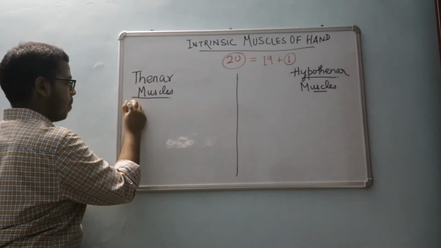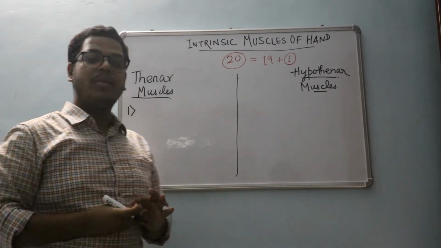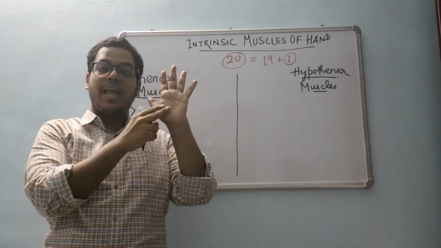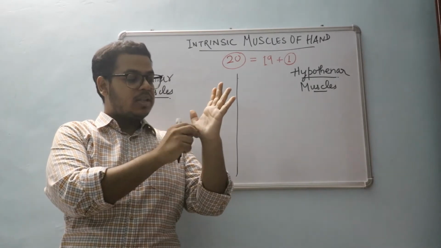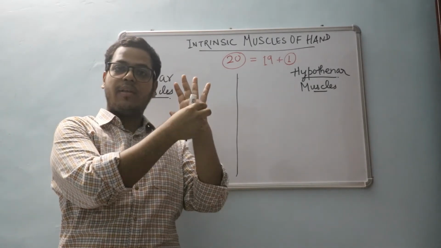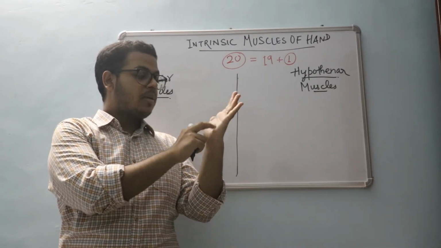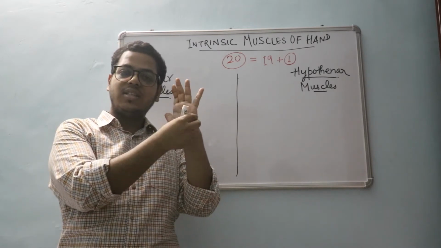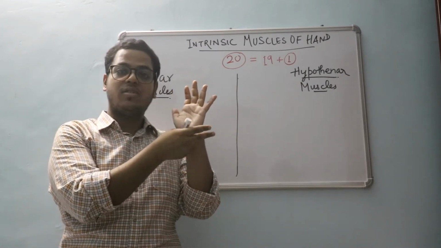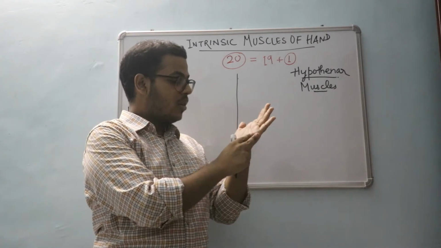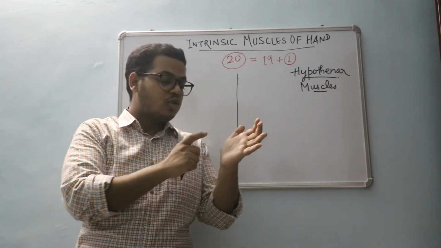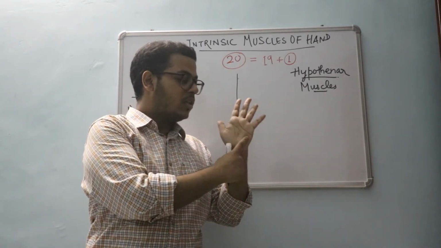The first. Okay, so thenar means they form the thenar eminence. This is the thenar eminence, this is the hypothenar eminence. Okay, the muscles are present over here, and that is why there is this eminence. जो उभार जो है इधर और इधर, they are due to these muscles only. So this is the thenar eminence, this is the hypothenar eminence.